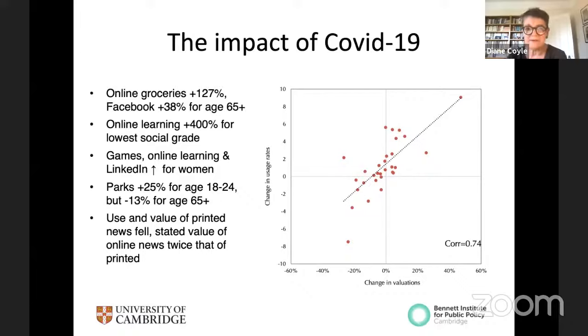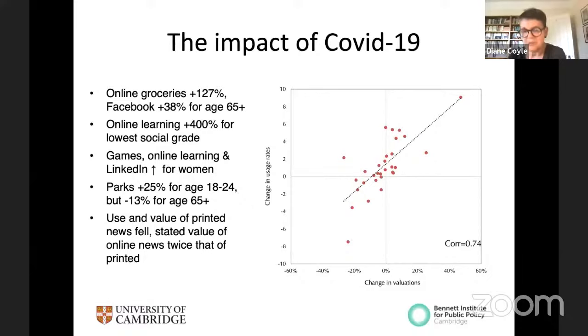There are some very strong demographic changes in here. Online groceries went up significantly across the board, but for older people there was an even larger change. And similarly for older people, the stated value of Facebook increased significantly also. So one imagines that they were lesser users or less intense users than some younger cohorts and discovered the importance of social media, perhaps.